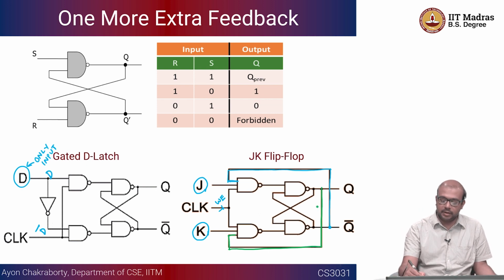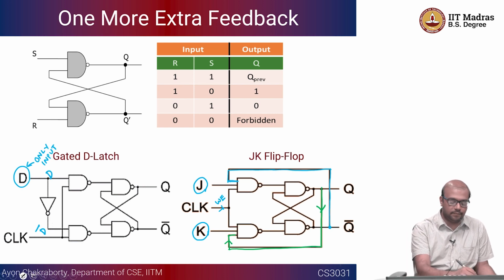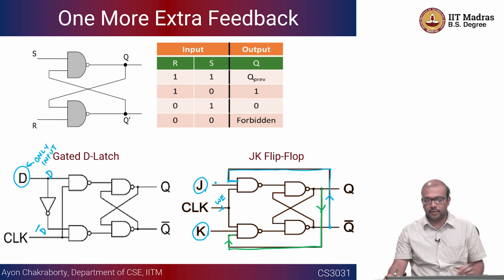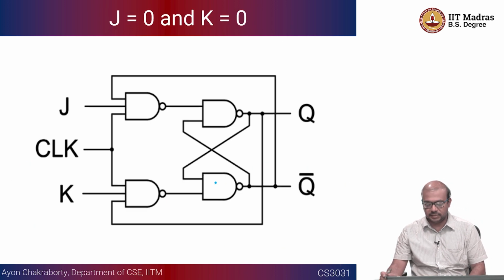So from Q, there is a feedback that goes to the lower NAND gate where K is being supplied, and from Q bar there is a feedback to the top NAND gate where J is being supplied. This is called a JK flip-flop, and it has the following kinds of states. One is J equal to 0 and K equal to 0, which is nothing but a memory hold state. I think we worked out an example like this in the last class.